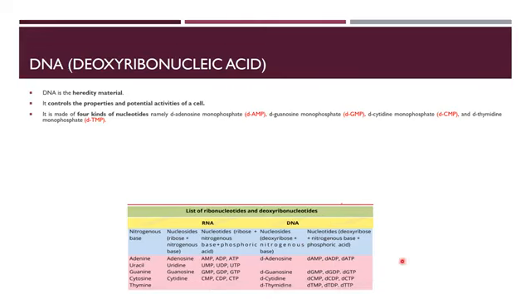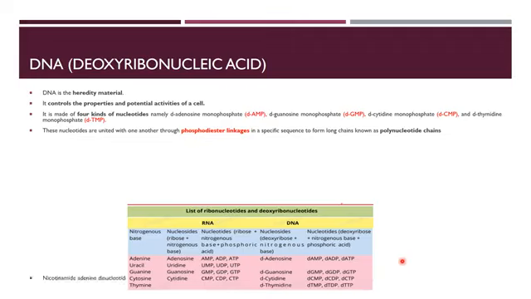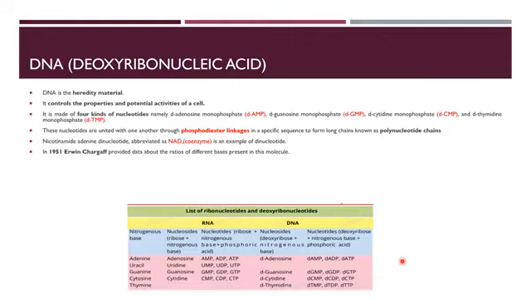Okay. So these nucleotides are united with one another through the phosphodiester linkage. Okay. And when two are attached together, it will be a dinucleotide with a phosphodiester linkage. And when a lot of nucleotides are attached together, a polynucleotide chain will be formed. Okay. NAD, nicotinamide adenine dinucleotide. So it's a coenzyme. Okay.